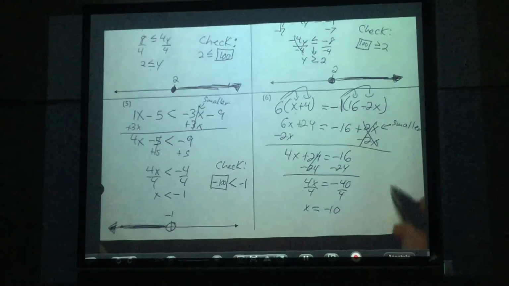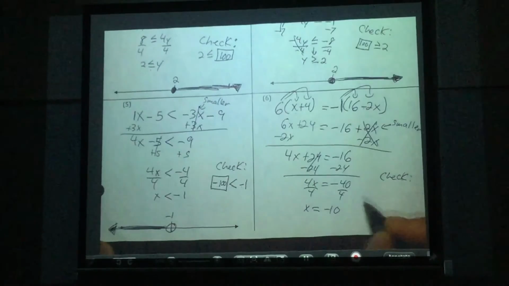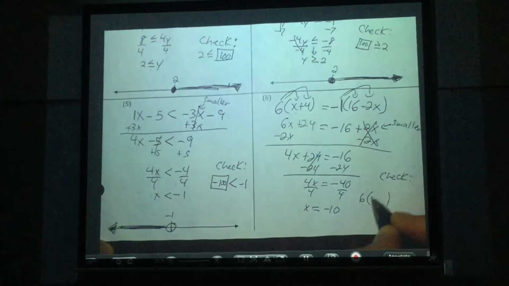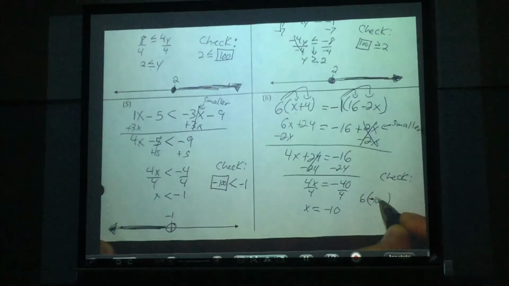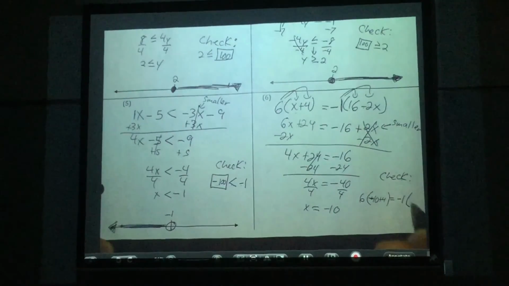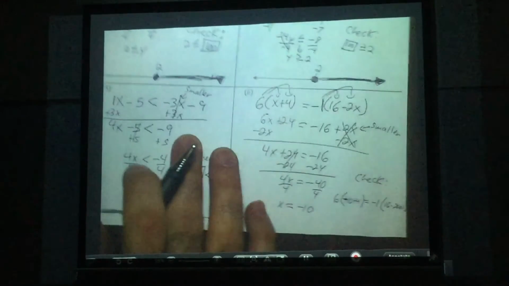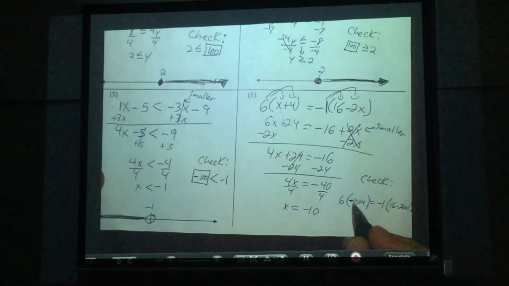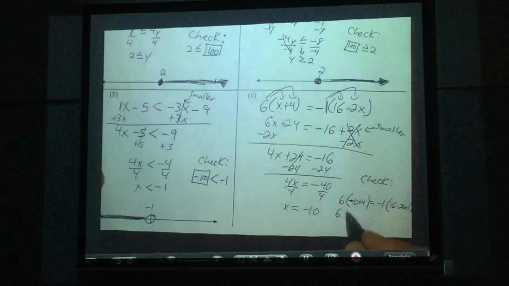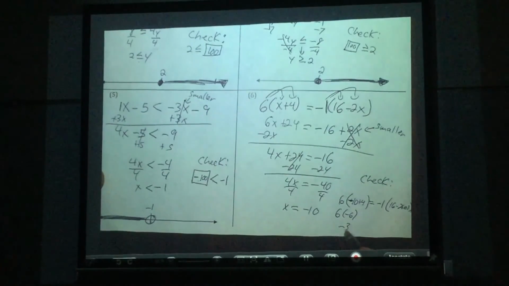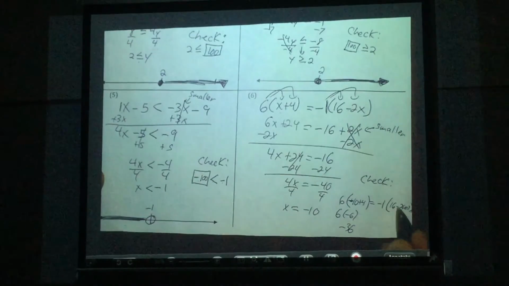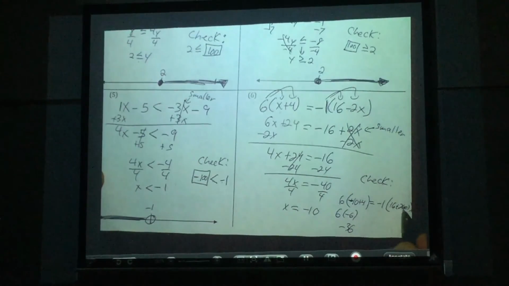So let's go ahead and check this really quick. So we have 6 times negative 10 plus 4, and that equals negative 1 times 16 minus 2 times negative 10. Alright? Alright, so hopefully you can see this when we move this a little bit more. Alright, so we have negative 10 and 4 that gets you negative 6. So 6 times negative 6 is negative 36. Alright, over here, 16, these two become positive, plus 20 is 36. So this equals negative 1 times 36. Negative 36 equals negative 36.